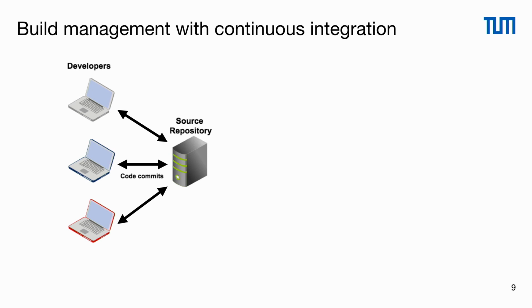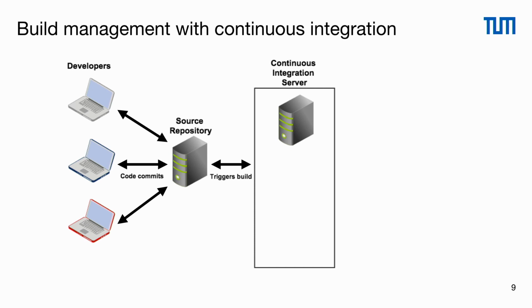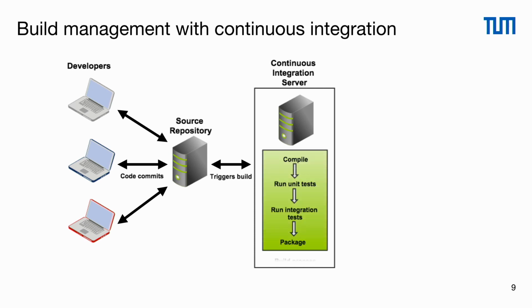Let's see how build management with continuous integration works in practice. Developers interact with source code repositories by committing and pushing their code to the repository, as we learned in the unit about distributed version control. This triggers a build on the continuous integration server, which consists of a compilation stage, multiple testing stages, and a packaging stage. We call this a build plan, where we configure our build pipeline.